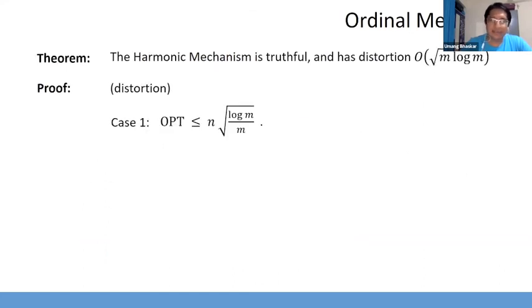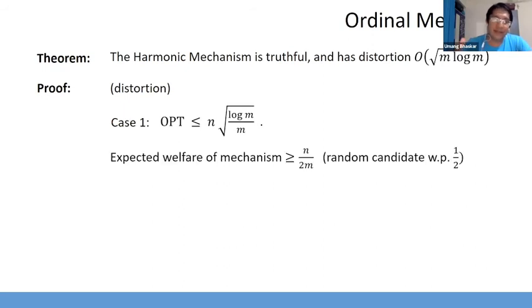The distortion is slightly more interesting, and in fact, this analysis pops up later on as well. So let's just do it. I'm going to look at two cases: where opt is low and where opt is high. In the case where opt is low, let's say by low I mean it is at most n, the number of voters, times square root of log m by m. Well, in this case, since the optimum social welfare is low, our first mechanism, which just picks a candidate uniformly at random, does well enough. Right? It gets a welfare of n over 2m. You divide the two, you get the bound on distortion.